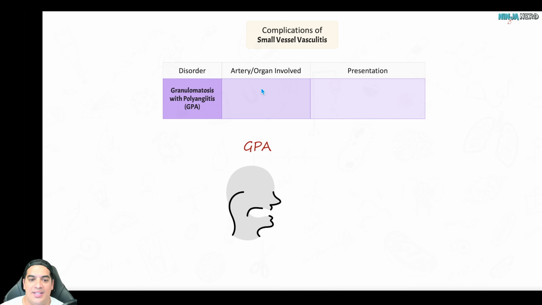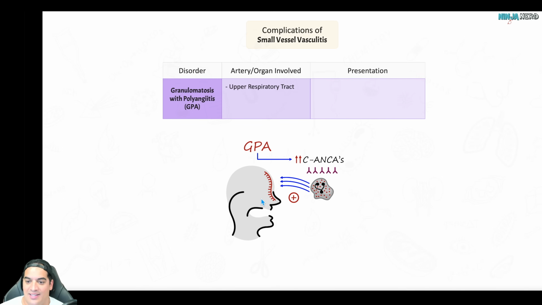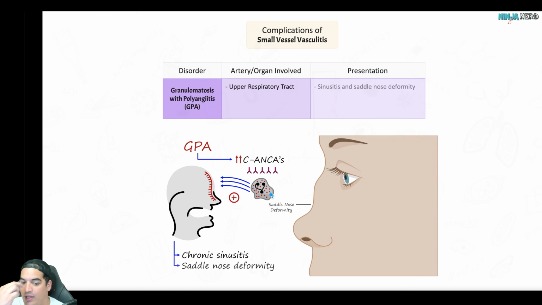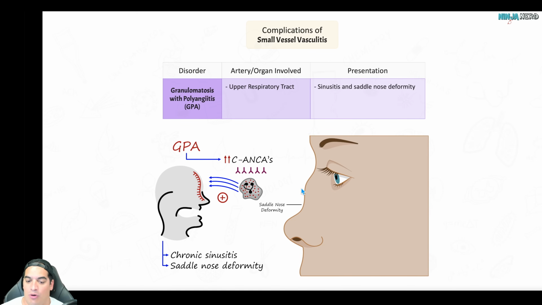The first one is it loves to involve the vessels of the nasopharynx or the upper respiratory tract. So you'll oftentimes see that they have lots of C-ANCAs, and these C-ANCAs will cause those neutrophils to lead to a lot of reactive oxygen species and proteases that cause inflammation of these vessels in the sinuses and in the ears. And so oftentimes these patients will present with chronic sinusitis, maybe even otitis media. And on top of that, it can cause such inflammation of the nasal septum that it can perforate and indent and cause something called a saddle nose deformity. If you see this, definitely be thinking about GPA.